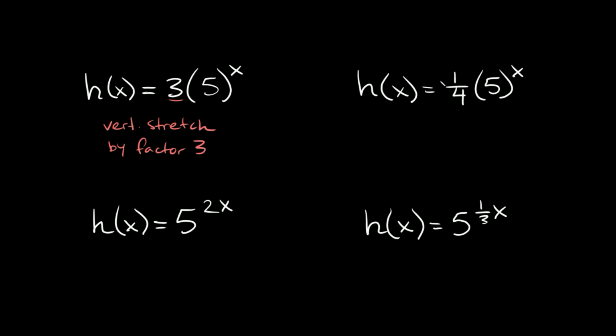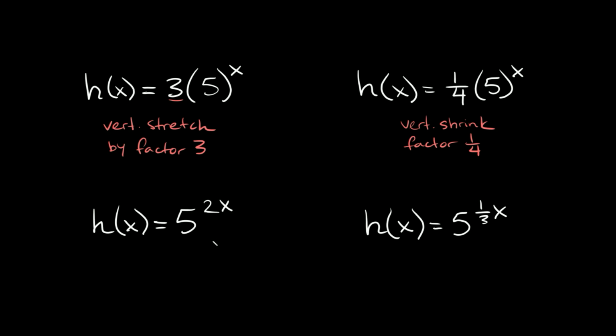Now, over here we have h of x is equal to 1/4 times 5 raised to the x. Again, we have a number out here in front, so that means vertical, right? And if the number is between 0 and 1, it would be a vertical shrink. Okay, and in this case, we would say a vertical shrink by a factor of 1/4. So vertical stretching and shrinking is intuitive. It makes sense. If the number is bigger than 1, it's stretching, it's getting bigger. If the number is smaller than 1, it's getting smaller, it's shrinking.